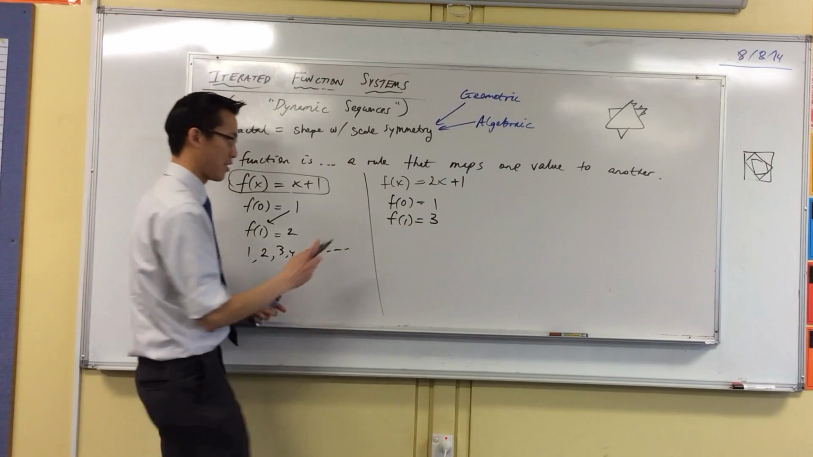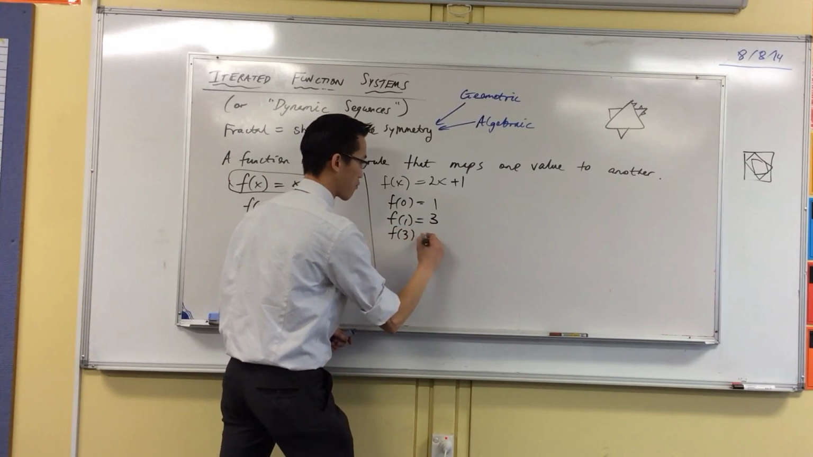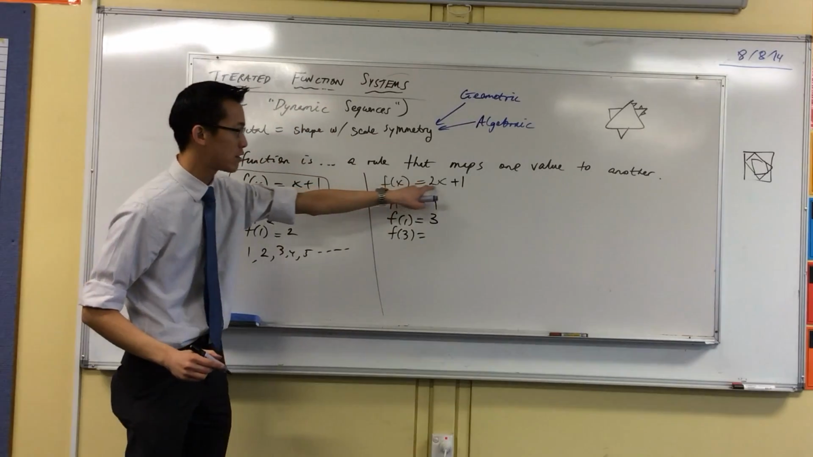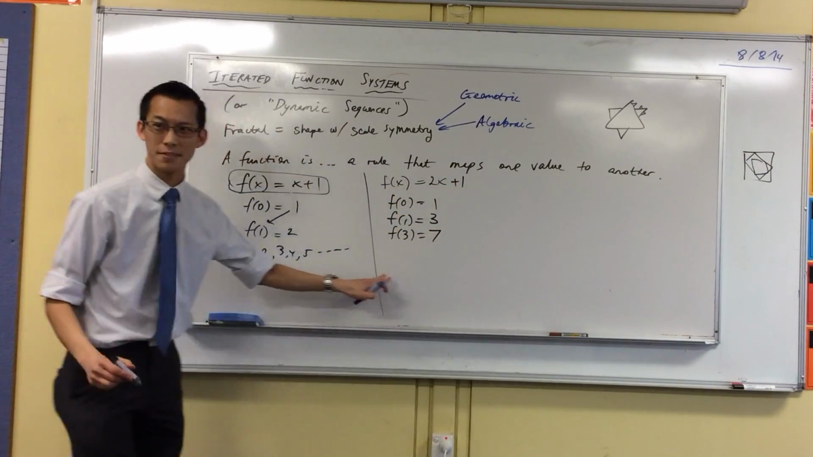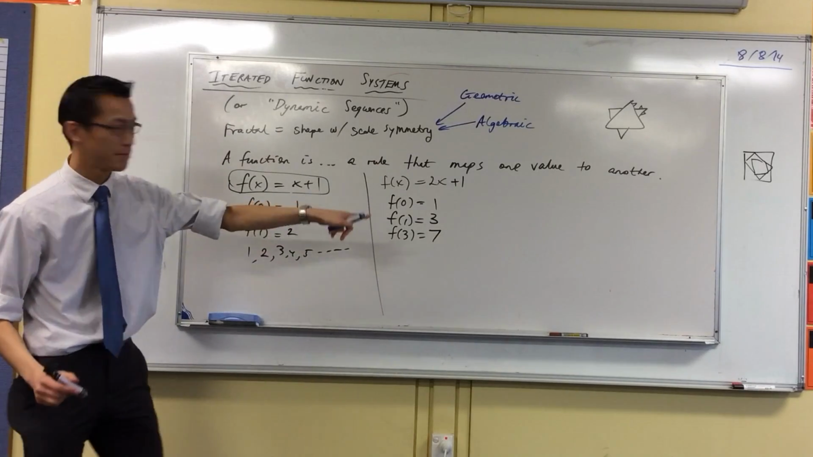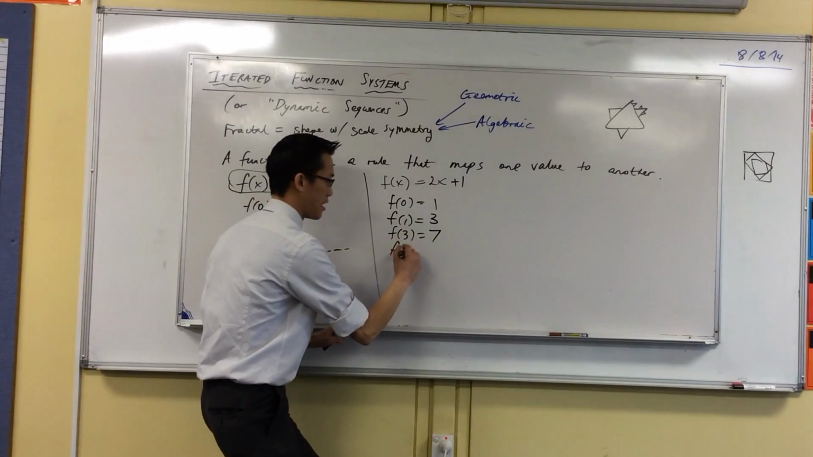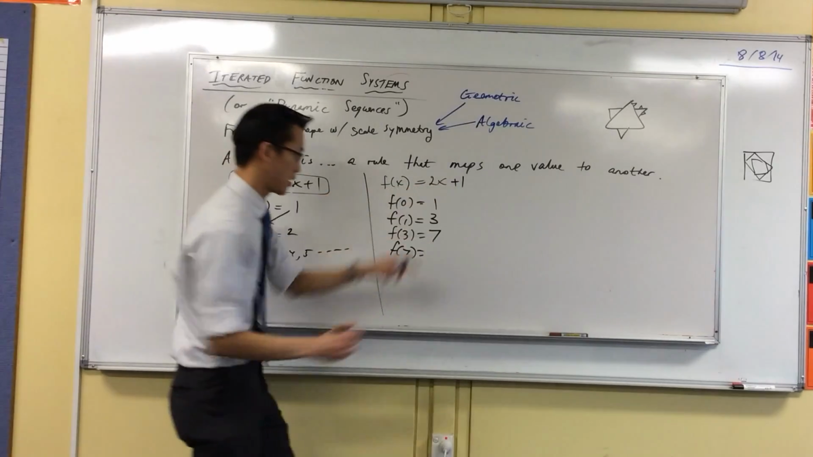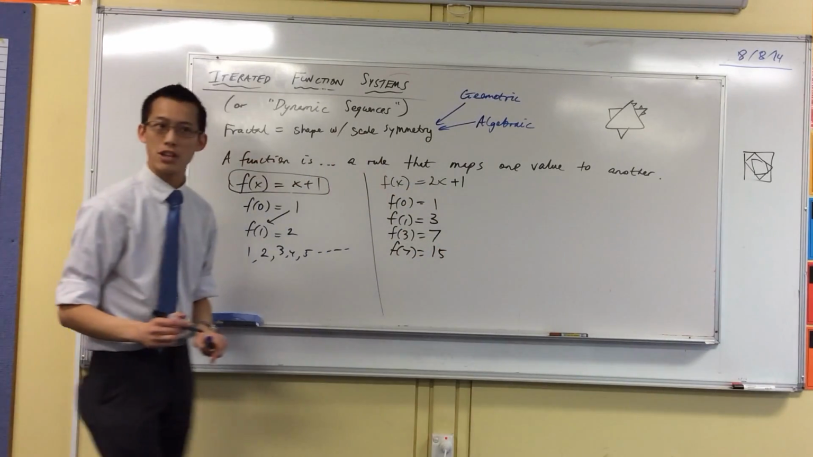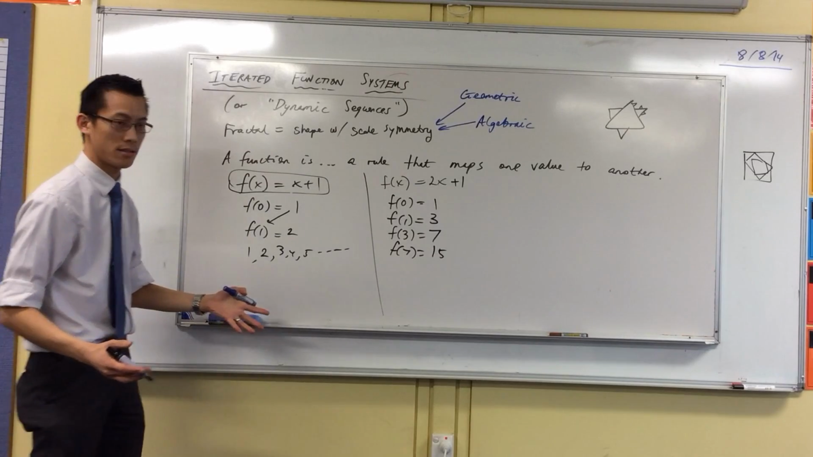Iterate again. Okay, so now I'm going to go f of 3. So it's 2 times 3 plus 1. Still an odd number, but I've missed one, haven't I? 7. Let's go again. Iterate again, so f of 7 is going to be 2 times 7, 14, plus 1, which is 15. Okay, can you keep going? Tell me what to do next.